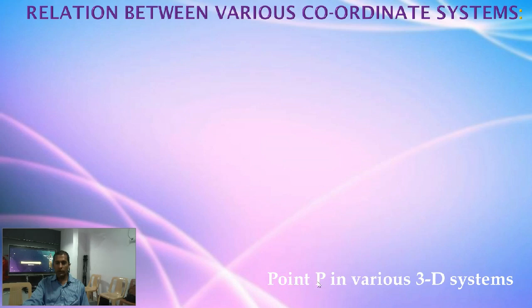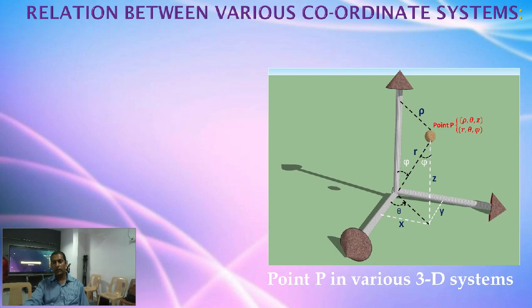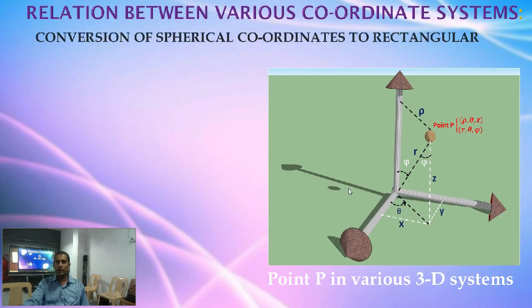So we have also seen how to define point P in various 3D systems, that is nothing but the coordinate systems. Here we can see one highly projected animated 3D axis where point P is defined, and we can see various parameters. R is the radius, Z is the height, this rho is the distance from the z axis, theta is the horizontal angle, phi is the vertical angle. So we have to find out what are the different conversion methods between different coordinate systems.